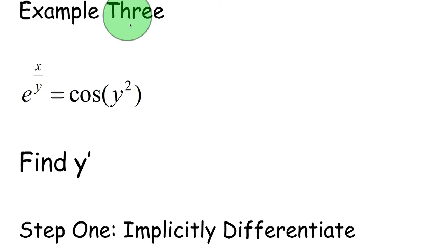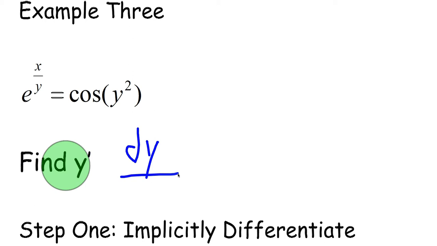Okay, example number 3. e to the x over y equals cosine of y squared. Find y prime. Well, believe it or not, y prime is the same as dy dx, so I'm going to go ahead and just write that next to it. A lot of times when I give examples, I like to word the directions differently, even though they mean the same thing, because you never know what you might run into as far as directions go in calculus.